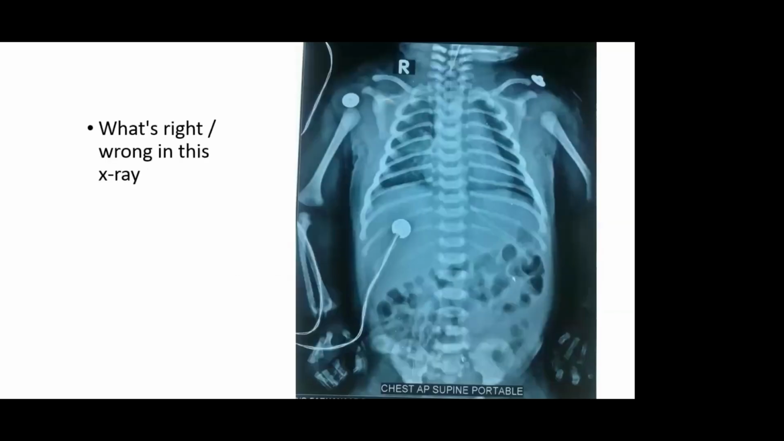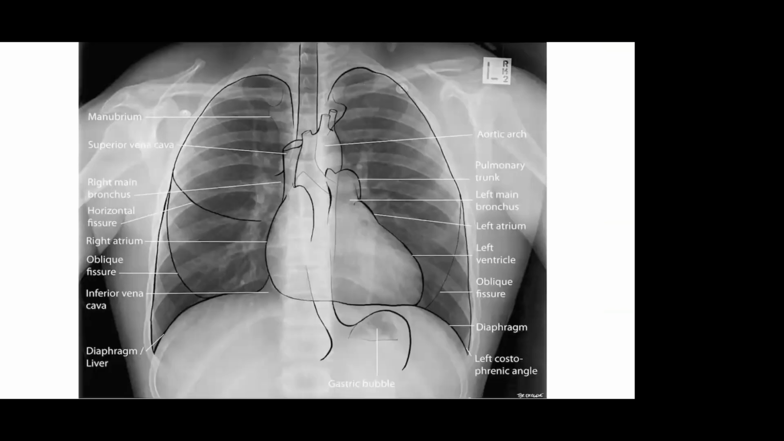Let's move further. Let's see what's right and what's wrong in this X-ray. We'll try to identify by seeing the scheme of the X-ray. How do you read an X-ray when it is being presented to you? Overall, these are the sort of markings you should be seeing. It's more or less visible, more so in an adult.